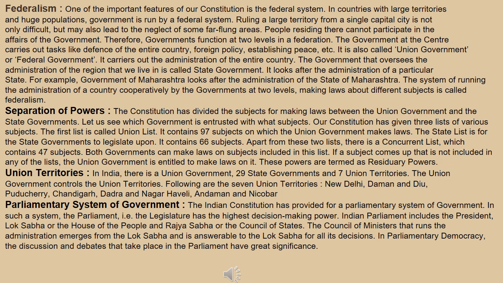Parliamentary system of government. The Indian Constitution has provided for a parliamentary system of government. In such a system, the Parliament, that is the legislature, has the highest decision-making power. Indian Parliament includes the President, Lok Sabha or the House of the People, and Rajya Sabha or the Council of States. The Council of Ministers that runs the administration emerges from the Lok Sabha and is answerable to the Lok Sabha for all its decisions. In parliamentary democracy, the discussion and debates that take place in the parliament have great significance.